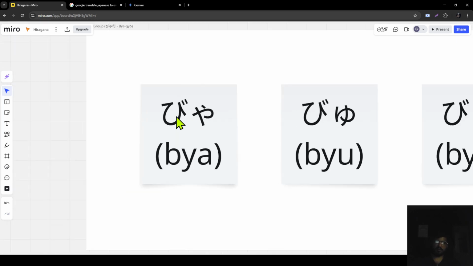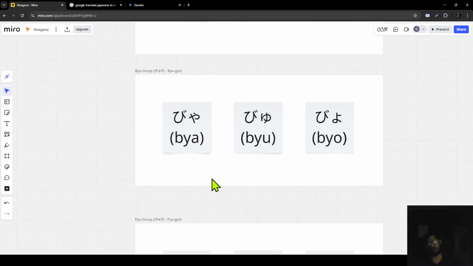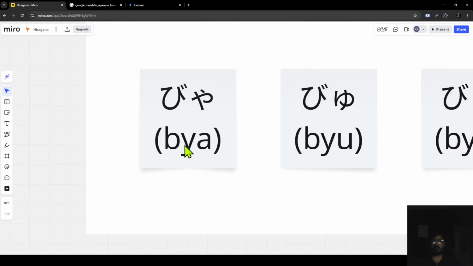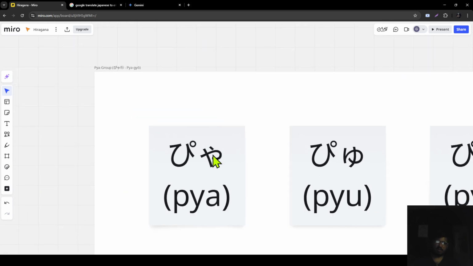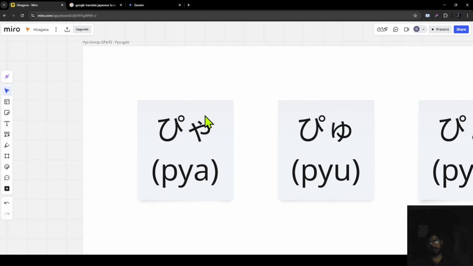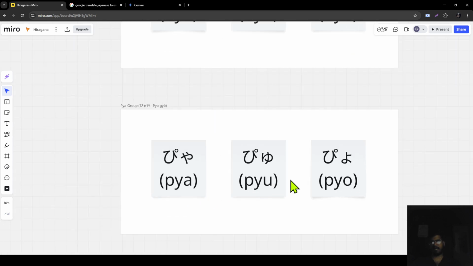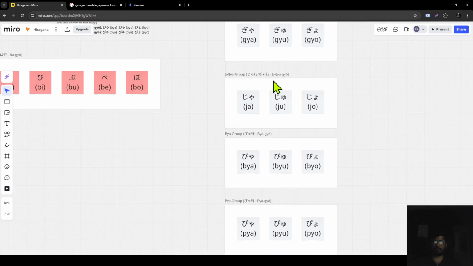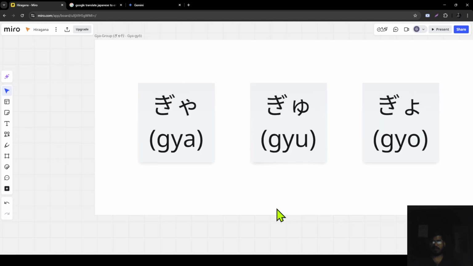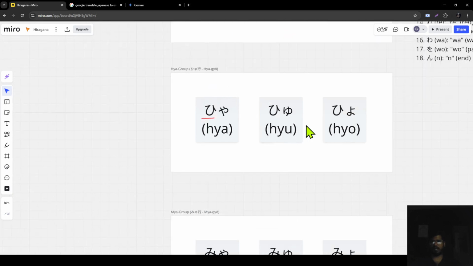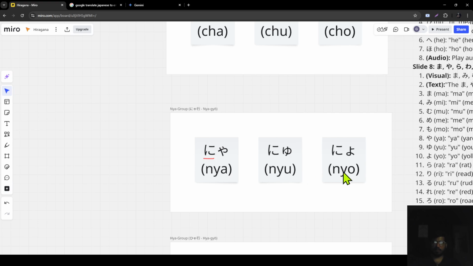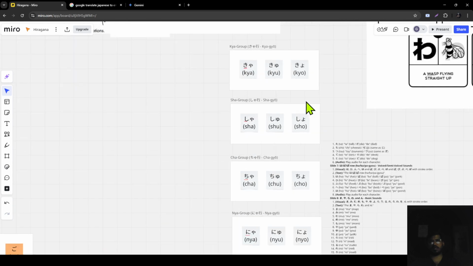Same way over here, this is the hi with a dakuten, which becomes bi, and then bya. After this, the hi with the handakuten becomes pi, and then with the ya sound, it becomes pya, pyu, pyo, bya, byu, byo, ja, ju, jo, gya, gyu, gyo, rya, ryu, ryo, mya, myu, myo, nya, nyu, nyo, cha, chu, cho, sha, shu, sho.